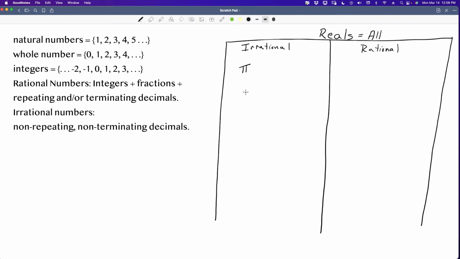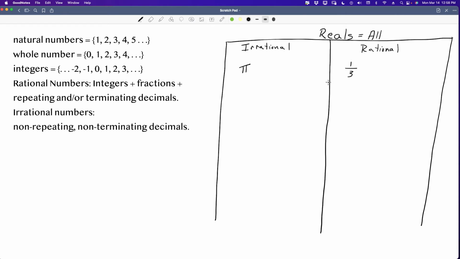If you have the decimal that represents 1/3, you would have 0.333333333, right? It's a non-terminating decimal, but it repeats the 3. So we can't include that under irrational. We include that under rational because we can wrap our head around that. We can write that like this, and it's done. So that's what makes it rational. It can be written as a fraction.